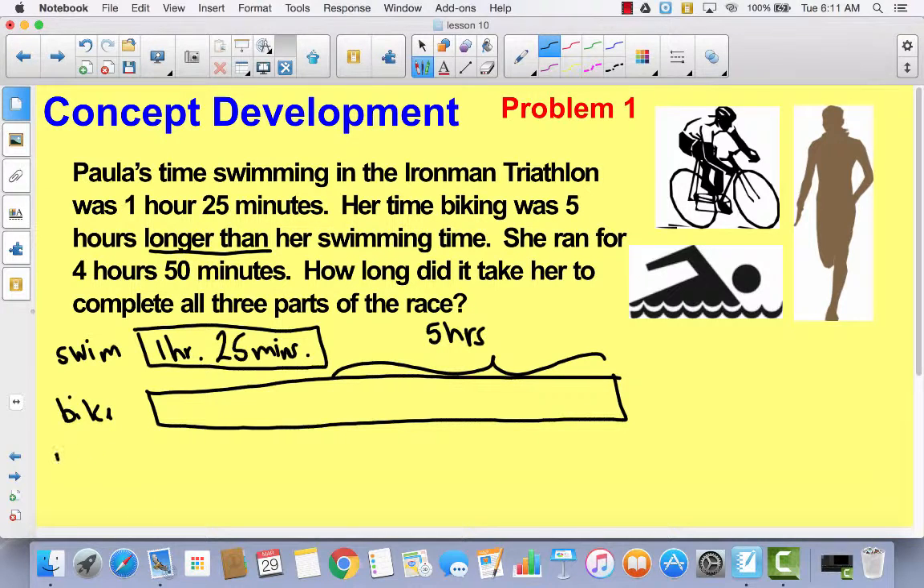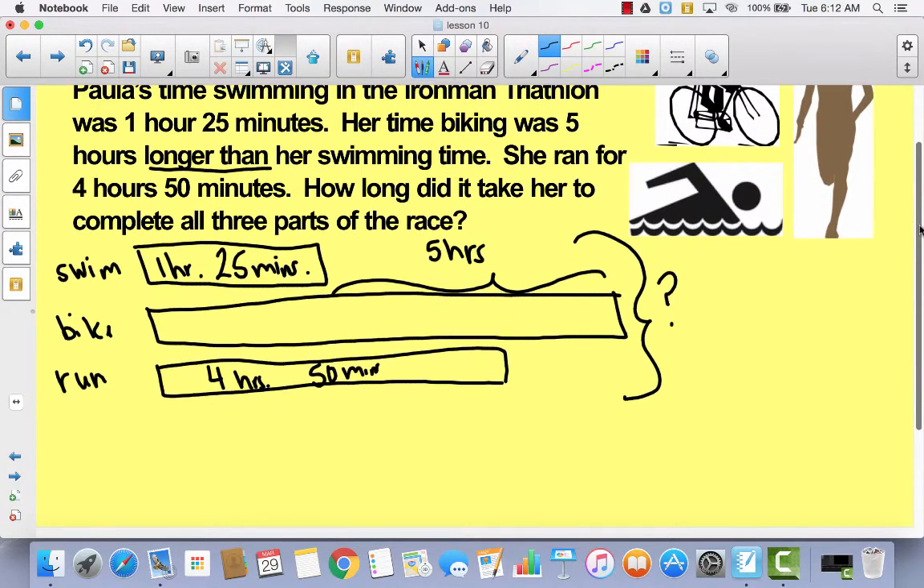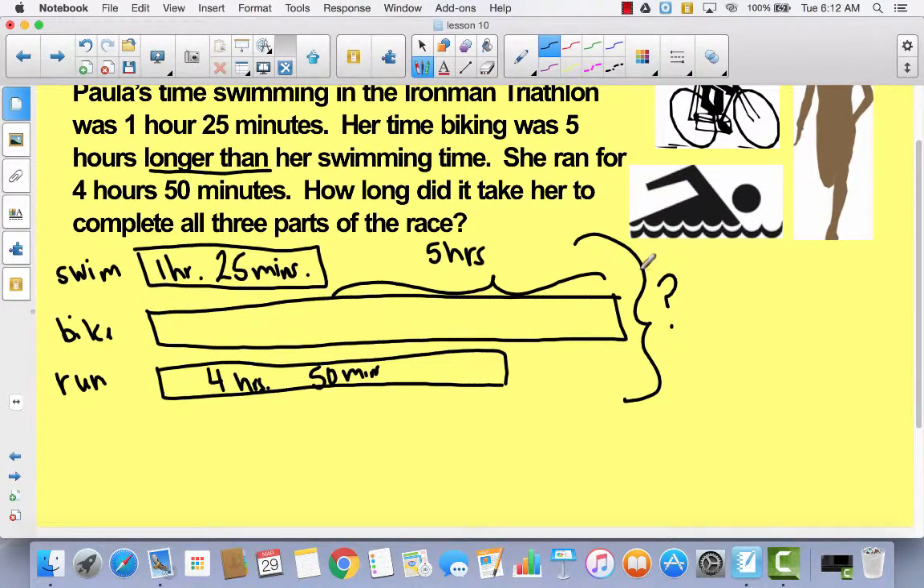And then her running time was 4 hours, 50 minutes. And we're trying to figure out how long it took her to complete all 3 parts. So this will be our question mark. So I want you to take a look at this tape diagram, and think about how you would solve this problem. Try to find the total all by yourself, and then we're going to come back and discuss your results.